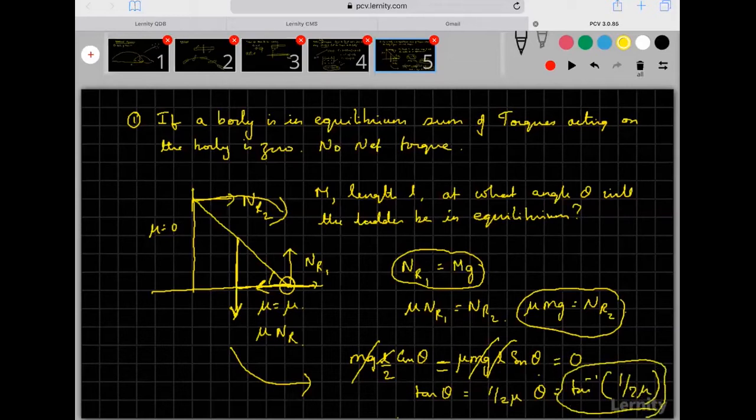So there are these kinds of logics which we need to work out and apply. So here I have put mu equal to 0. The next question we will do there with some mu. So if you understand this, we can move on.